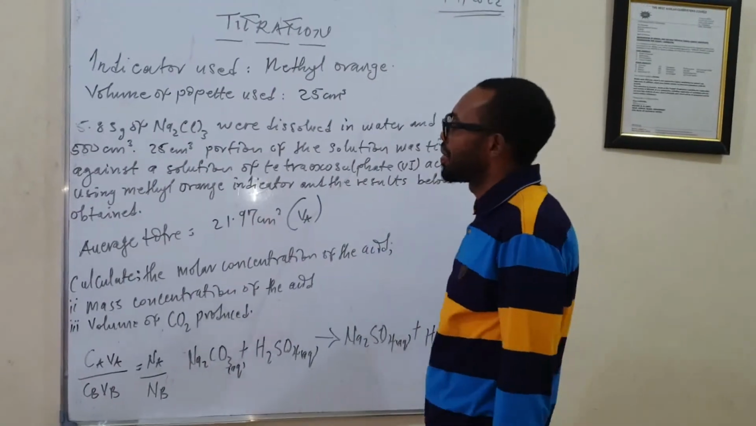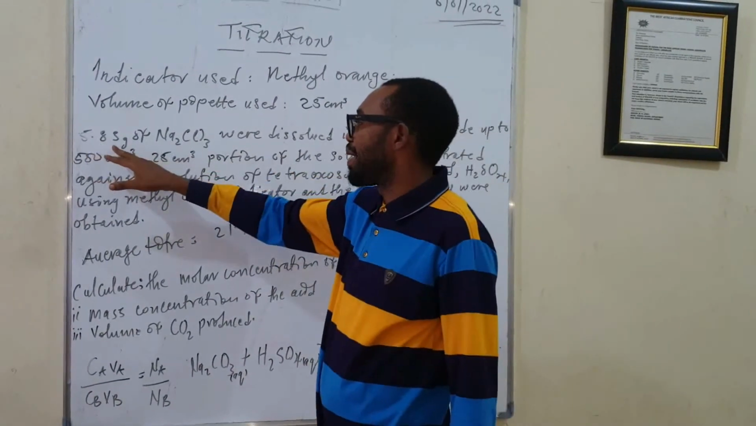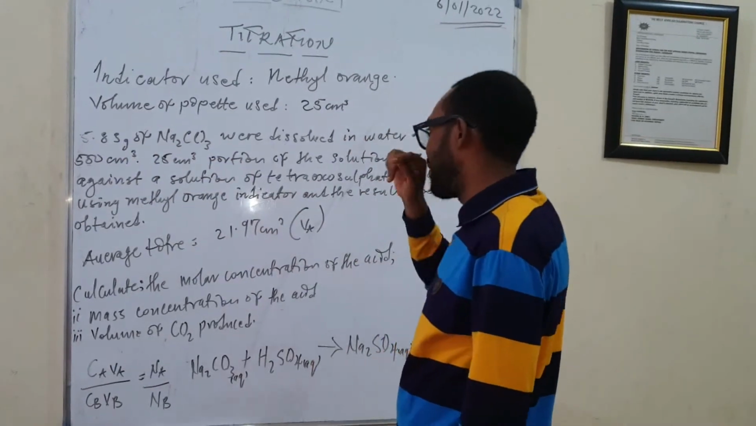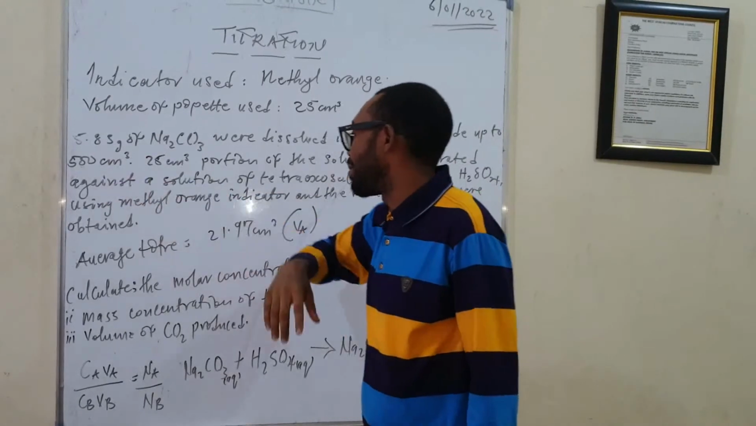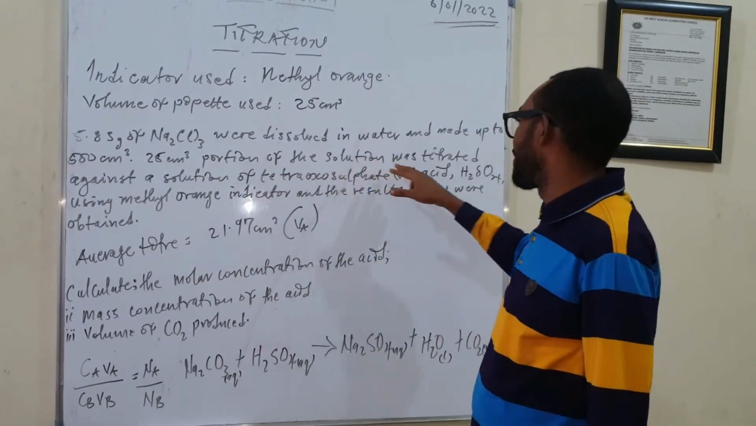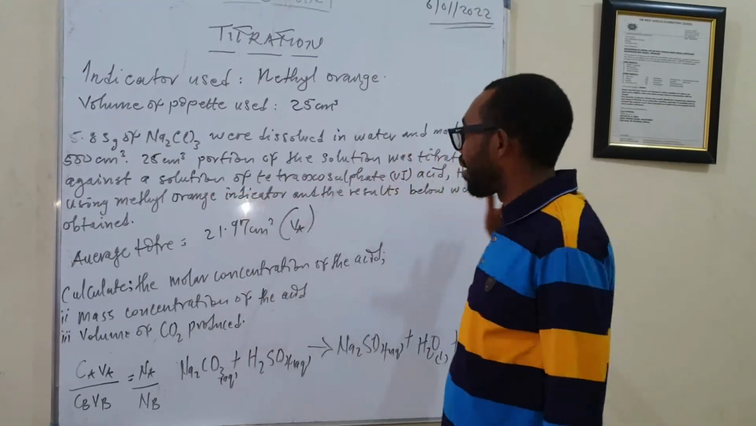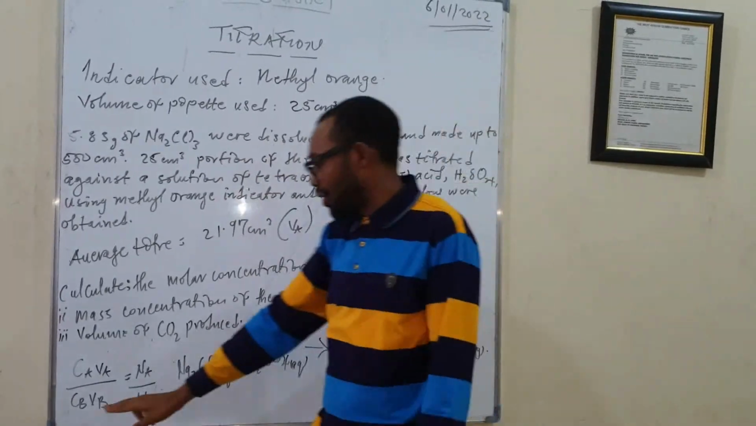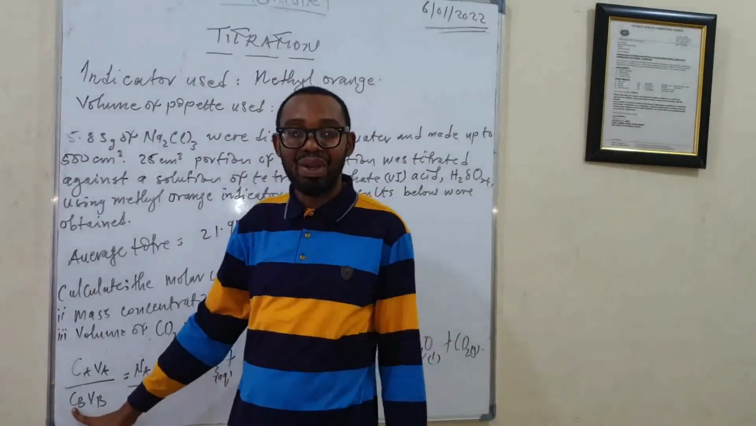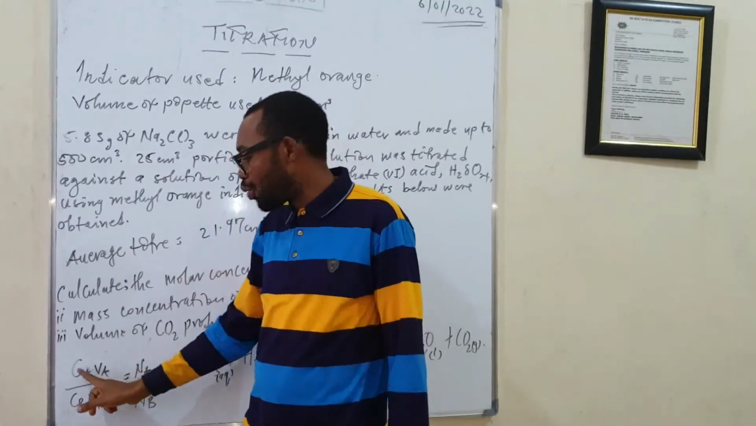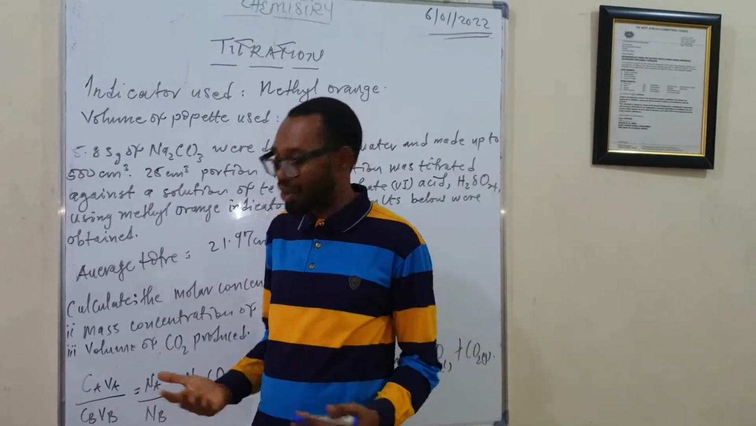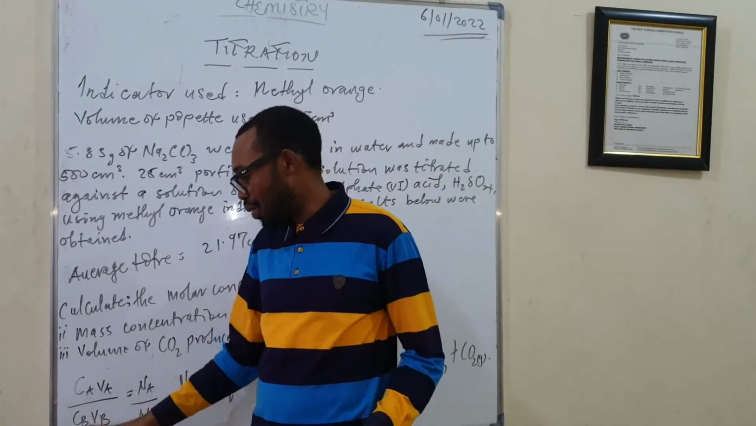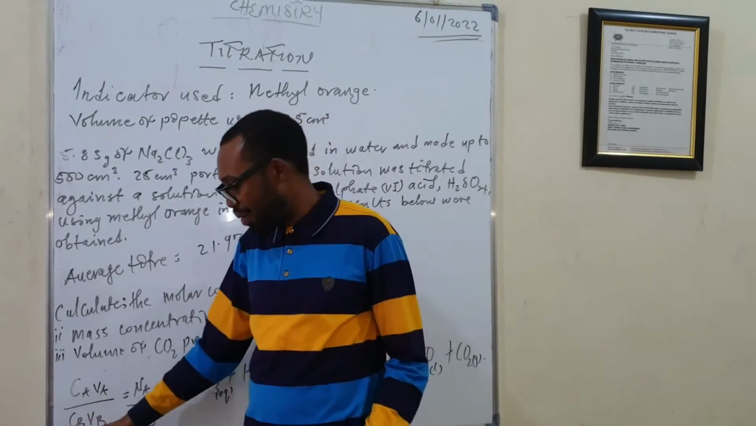If you look at the question, we are told that 5.83 grams of Na2CO3 were dissolved in water and made up to 500 cm3. A 25 cm3 portion of the solution was titrated against the acid. Now, originally, the concentration of the base is not given. If you have two unknowns in a particular equation or formula, the equation is not solvable. We are to find Ca, but we are not given Cb.